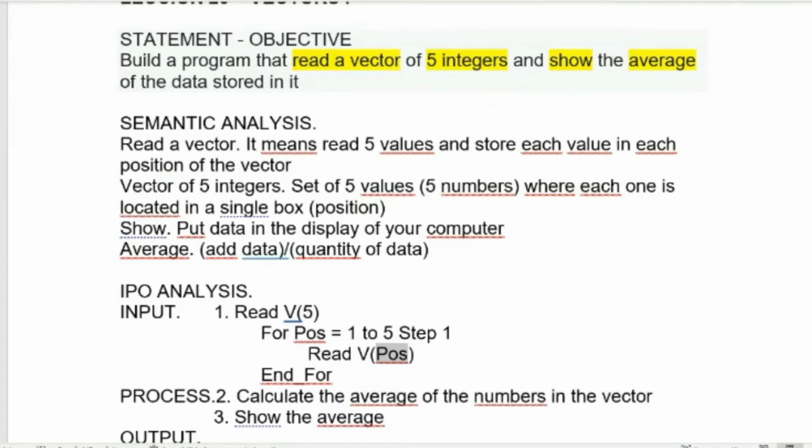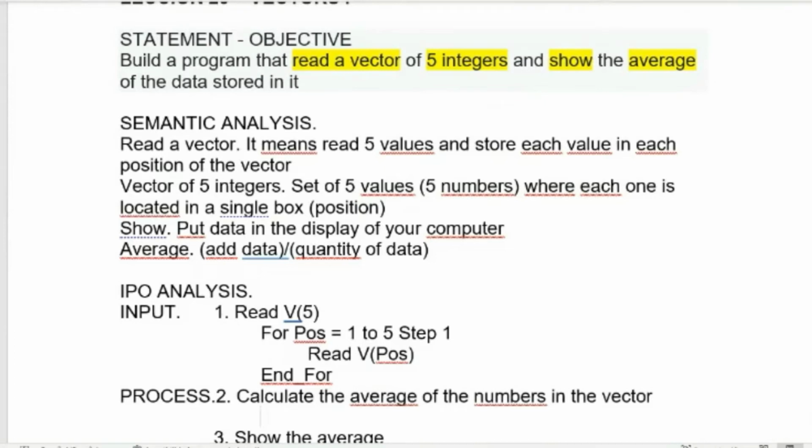So, when the position stores 1, v sub pos is v sub 1. That means the first position of the vector. If the position stores 3, for example, v sub pos means the vector v in the position 3. That means the third number of the vector. Okay? Now, calculate the average of the numbers in the vector.